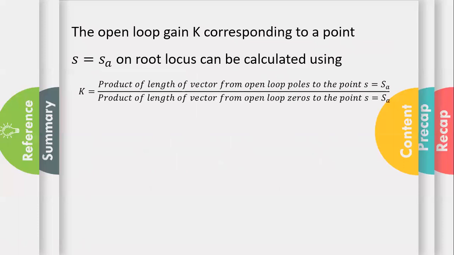Then if I want to find the open loop gain k for any particular point s is equal to sa, by using the root locus I can find the gain as k is equal to the product of the lengths of vectors from the open loop poles to the point s is equal to sa, divided by the product of the lengths of vectors from the open loop zeros to the point s is equal to sa. How to do this we will discuss when we are solving the problem.